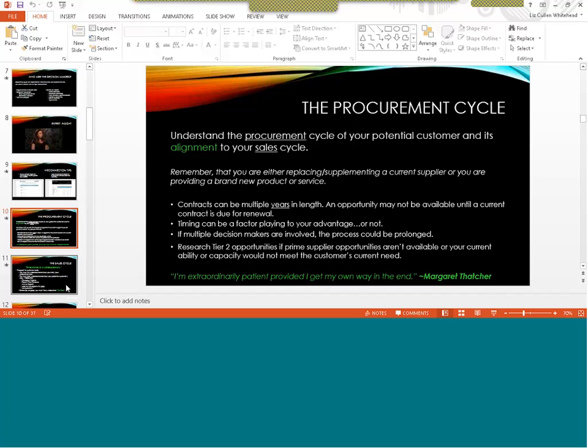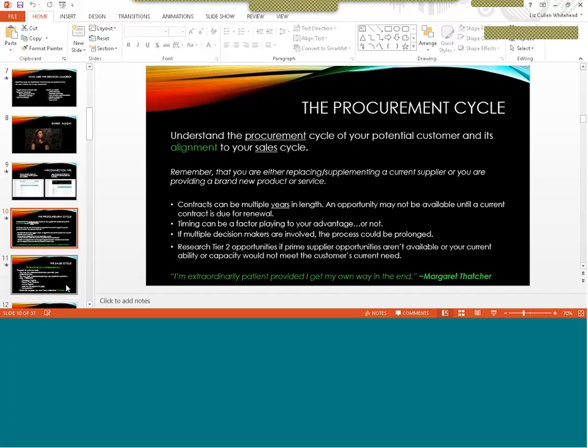So when you are looking to do business with a major purchasing organization, you are likely either replacing or supplementing a current supplier, or you're providing a brand new product or service. In either case, the contracts can be multiple years in length. So if you're replacing a current supplier, they might have a supplier that provides the product or service that you do, but that's not a diverse supplier. A company isn't certified, so they're looking to diversify that.